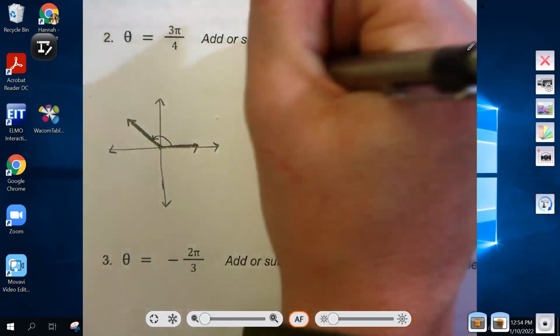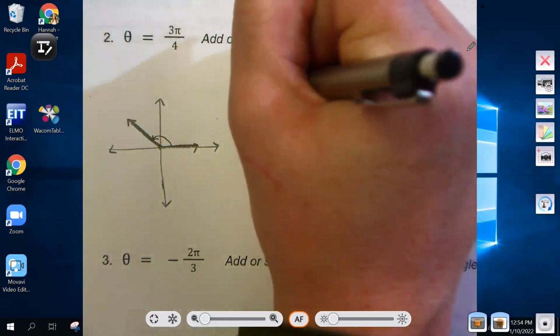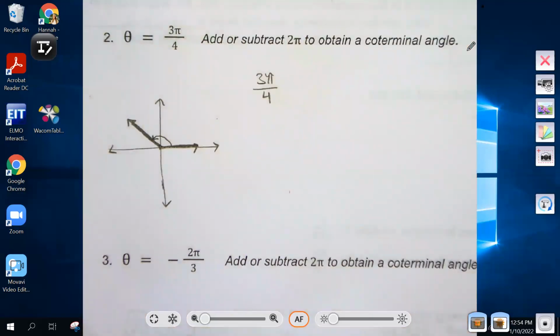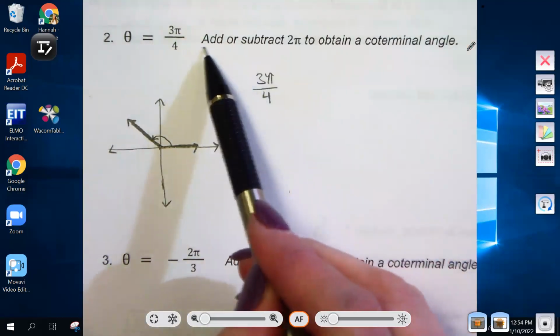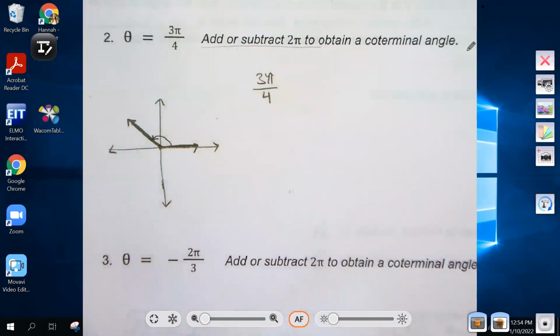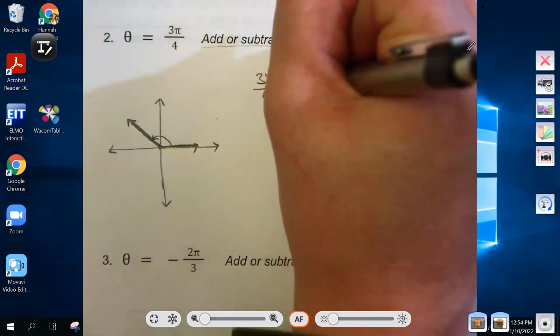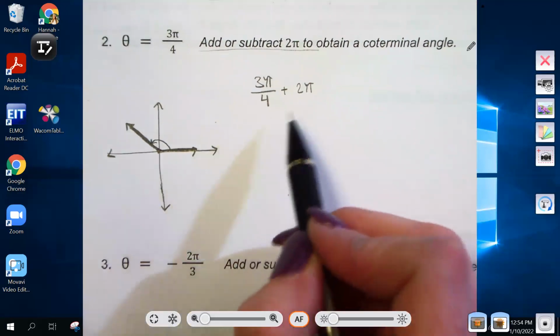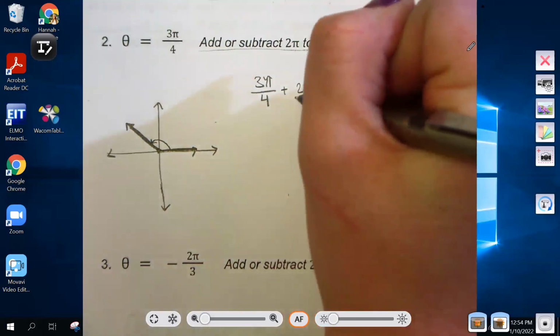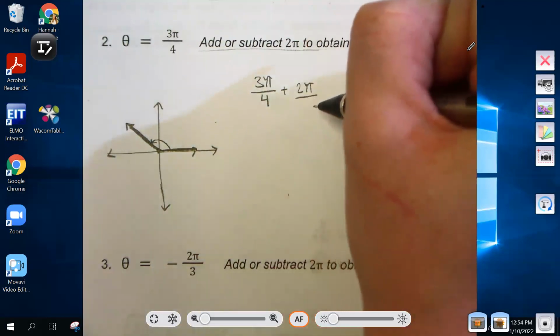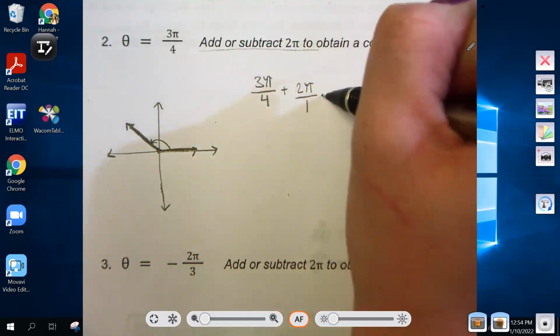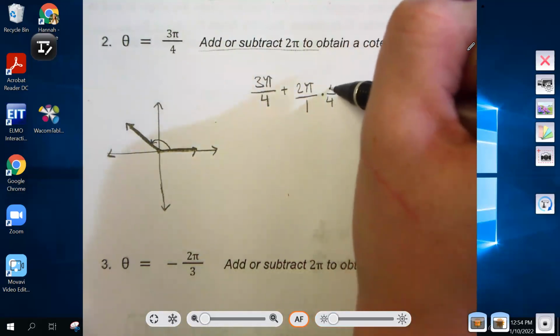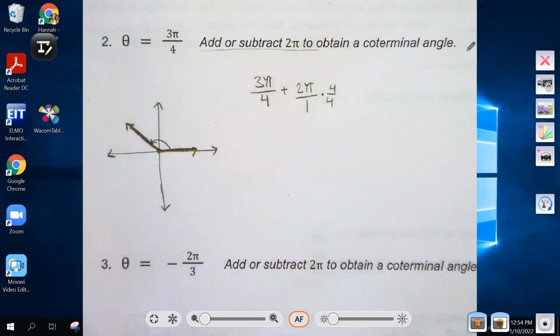Okay, if we're starting with 3 pi over 4, how can we find a coterminal angle? You add 2 pi. Okay, so let's plus 2 pi. You've got to make the denominators the same. So right now this is 2 pi over 1, but we want that denominator to be 4. So we need to multiply by 4 over 4.